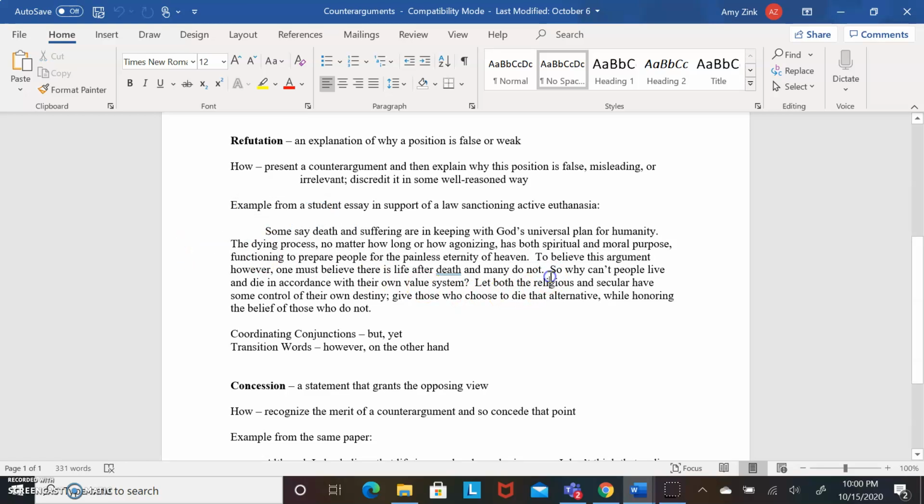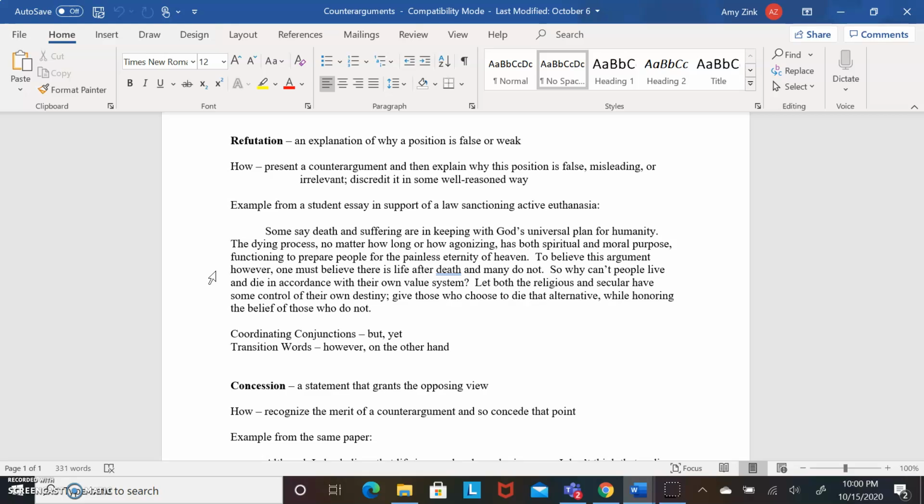Now, the shift here gets into the response. "To believe this argument, however, one must believe that there is life after death, and many do not. So why can't people live and die in accordance with their own value system? Let both the religious and secular have some control over their own destiny. Give those who choose to die that alternative while honoring the belief of those who do not."